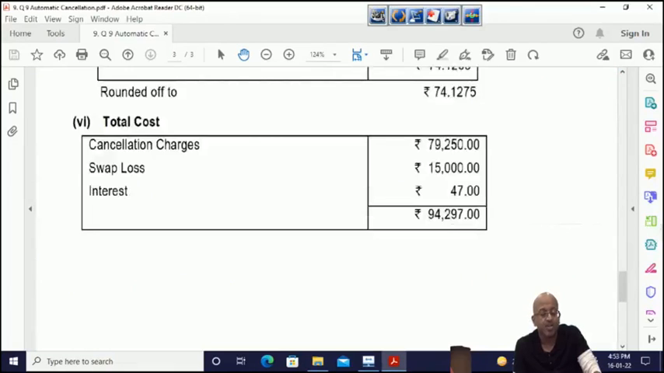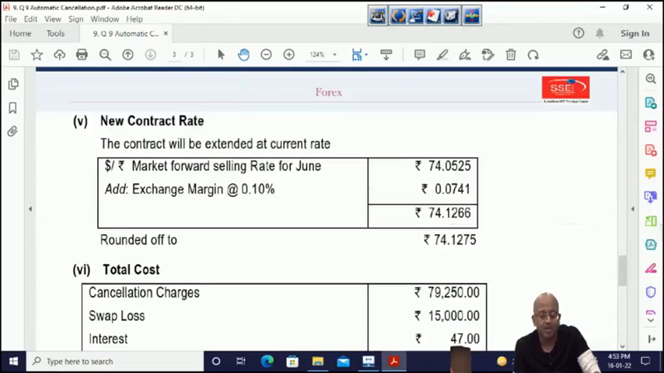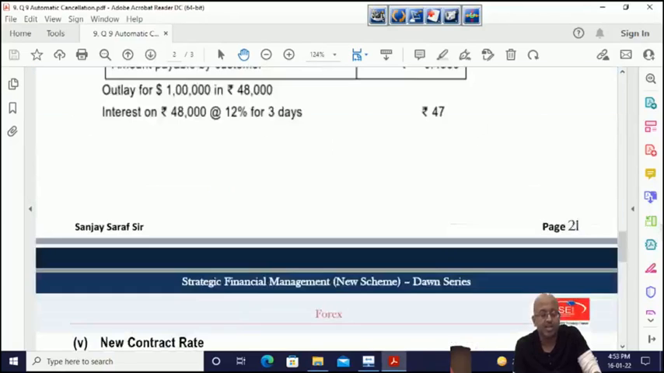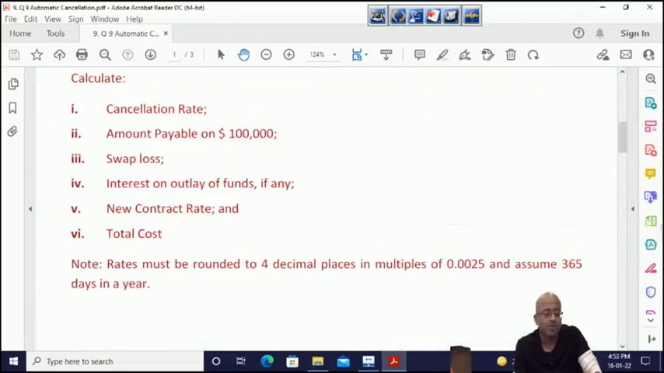Okay, they have not calculated the amount that we have to pay. I think that should also have been taken. What was the question? The question was calculate the total cost. So you have to remember that in the total cost, they are not taking the purchase price. They are taking the swap loss plus the cancellation loss and plus the interest on the outlay. Plus if 100 rupee would have been given, they are not taking the purchase cost.